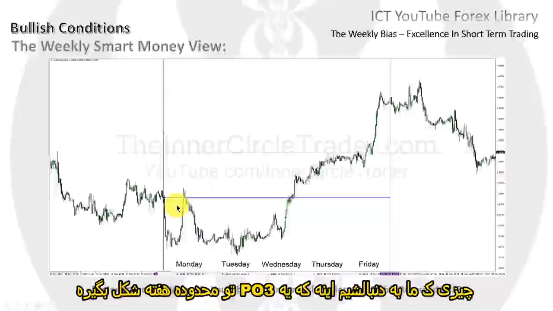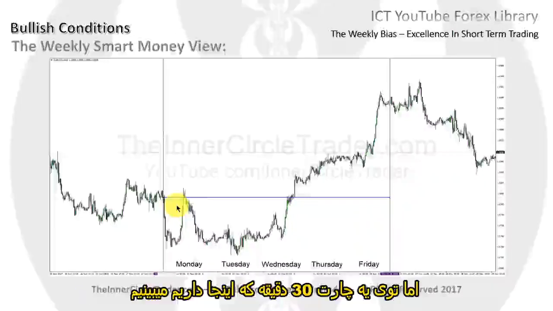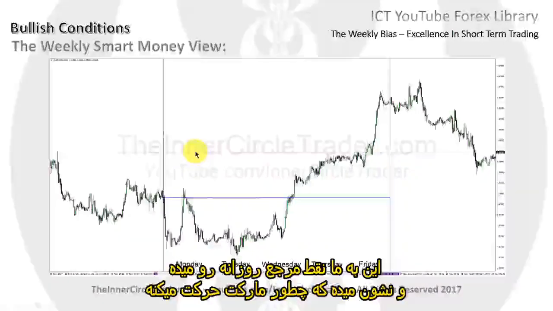But what we're primarily looking for is a power of 3 formation on the weekly range. But from a 30-minute chart, which is what we're showing here, this is going to give us the intraday reference points, and it'll show you how the market moves and gyrates with this.